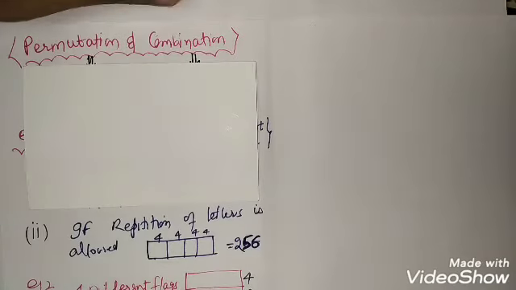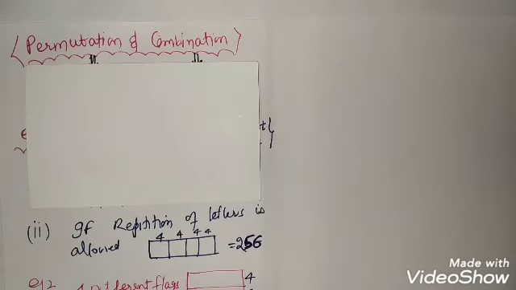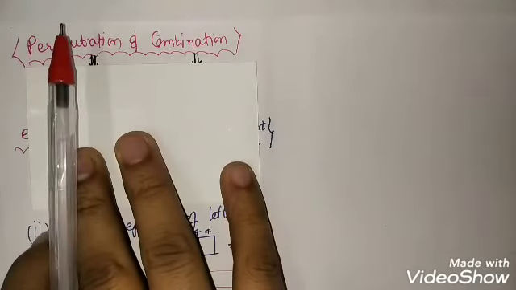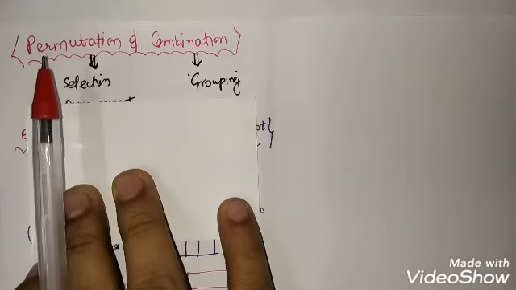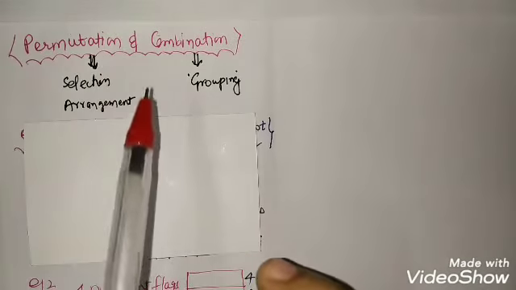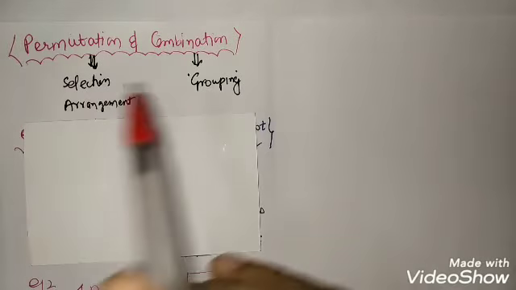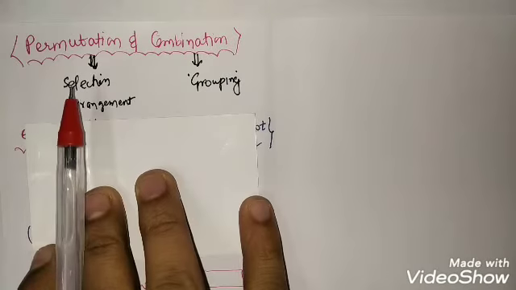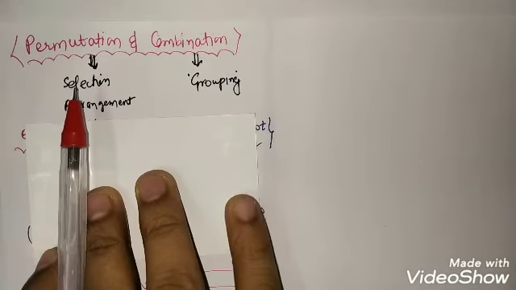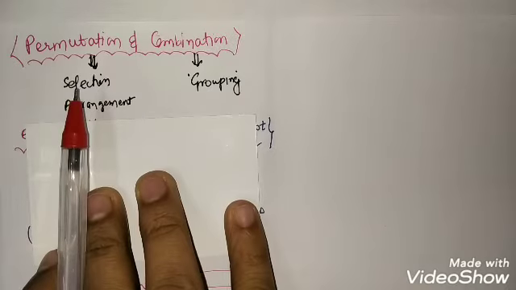Hello everyone. Today we are starting with the fresh topic, permutations and combinations. What is permutation? Permutation is basically the selection or the arrangement of something. On the other hand, the grouping of something is called combination. Okay, without wasting so much time, I am starting with example number 1 of your NCERT.